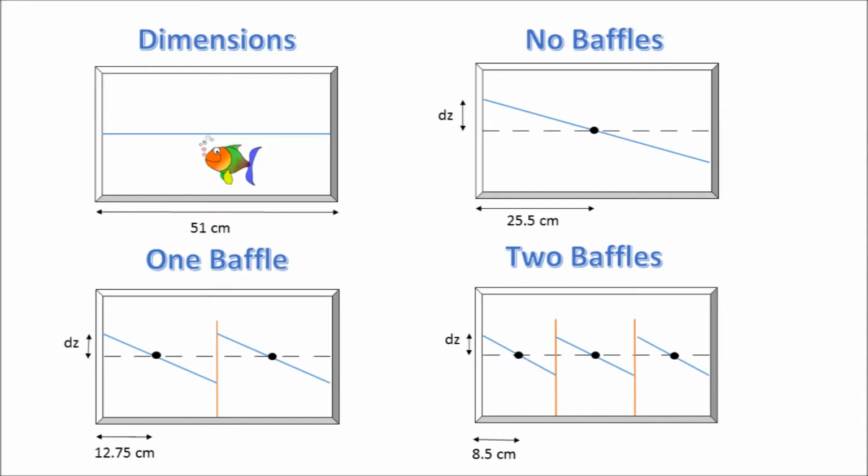So for our situation, we had a container that was 51 centimeters long. For no baffles, half of 51 centimeters is 25.5 centimeters. And with one baffle, we tried to put the baffle in the middle, so that would actually split the container in two separate halves. So half of 25.5 would actually be 12.75. And then for two baffles, we try to split the container up in thirds. So if you take 51 divided by 3 and then divided by 2, you will actually get 8.5 centimeters.